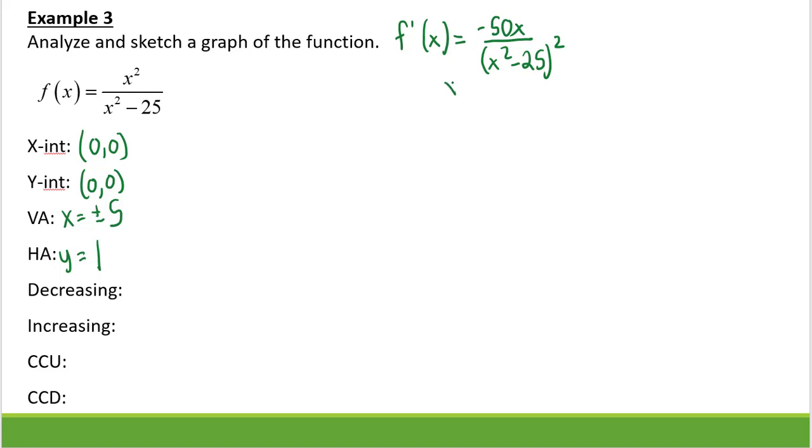So my critical points are 0 and plus or minus 5. Notice that plus and minus 5 is also a vertical asymptote. So I have negative 5, 0, 5, and this is for my first derivative. And then plugging in values, I don't want to bore you guys with that. Plus, plus, minus, minus.